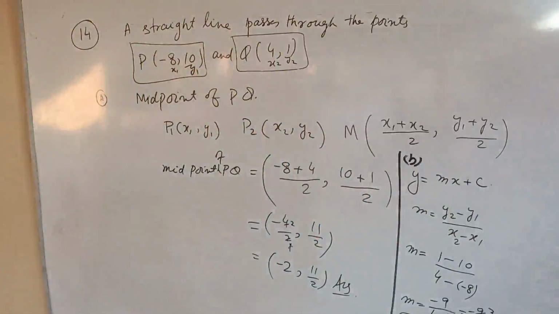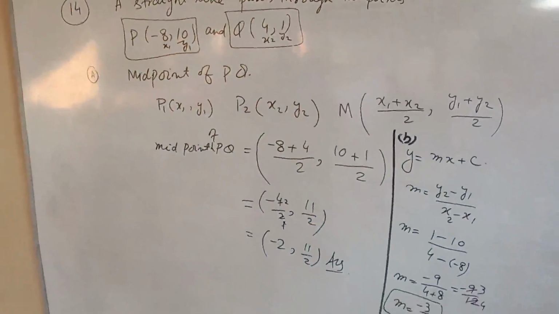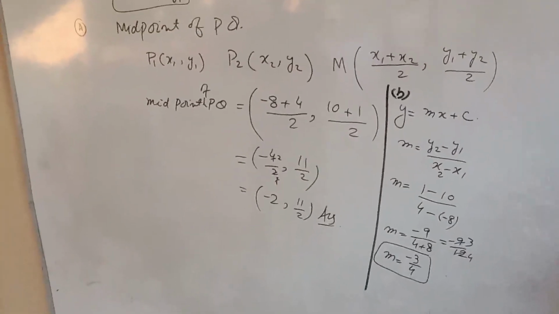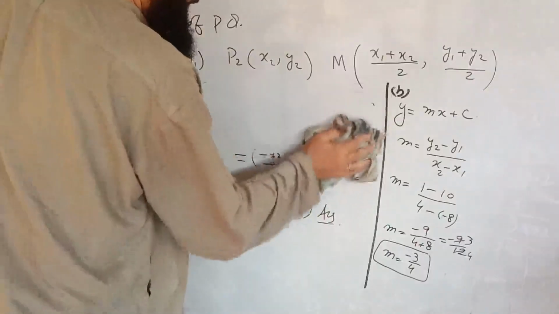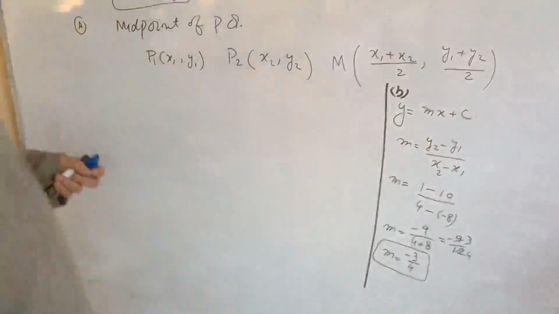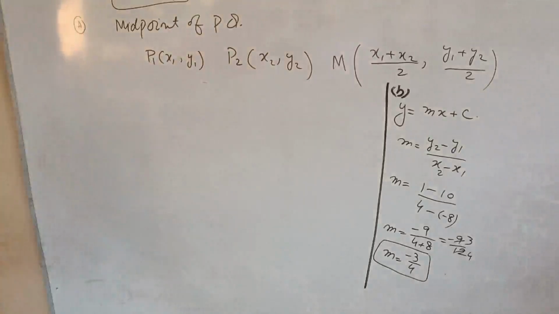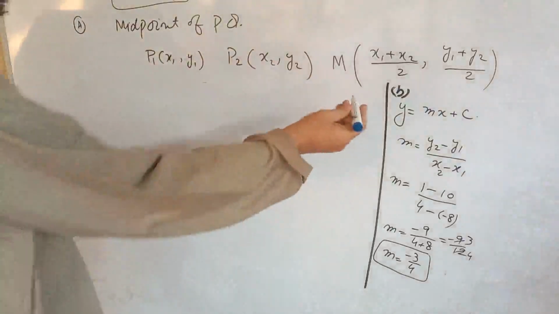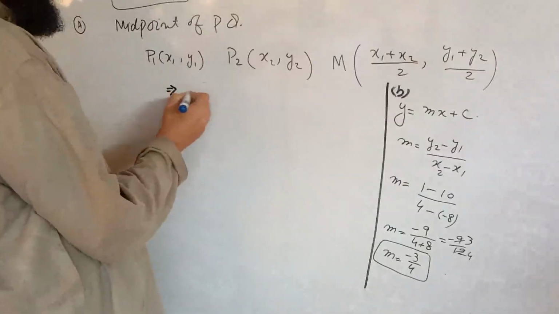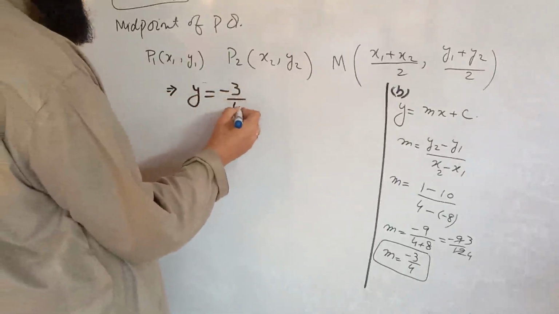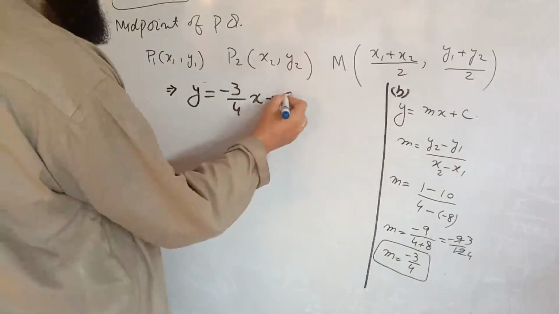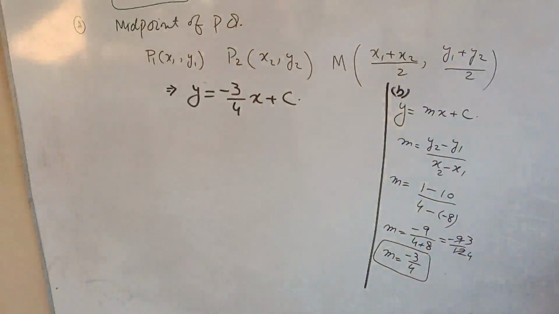Now if we can find c, we can find the equation of the line. How to find it? We have y is equal to mx plus c. Therefore, we get y is equal to minus 3 over 4 x plus c. If you can find c, this will be the equation of line PQ.